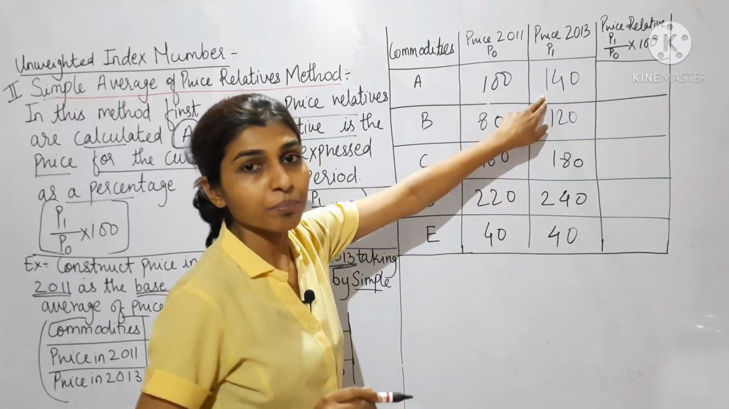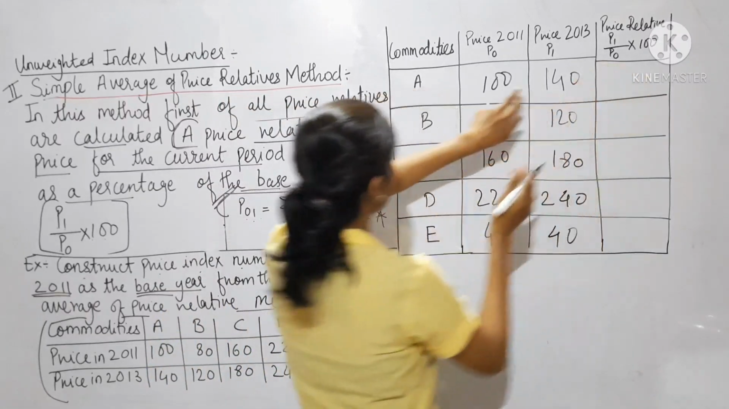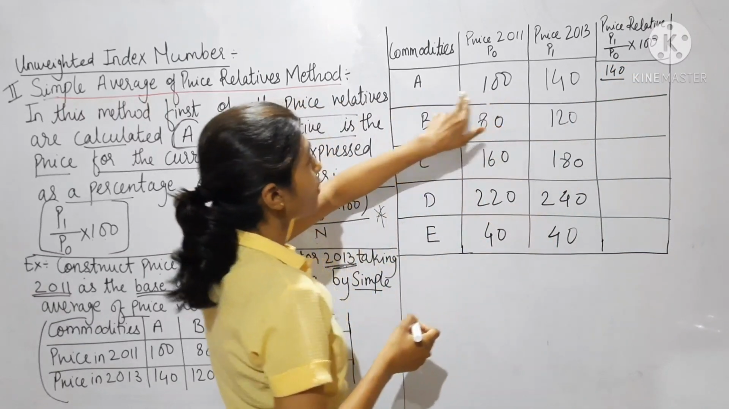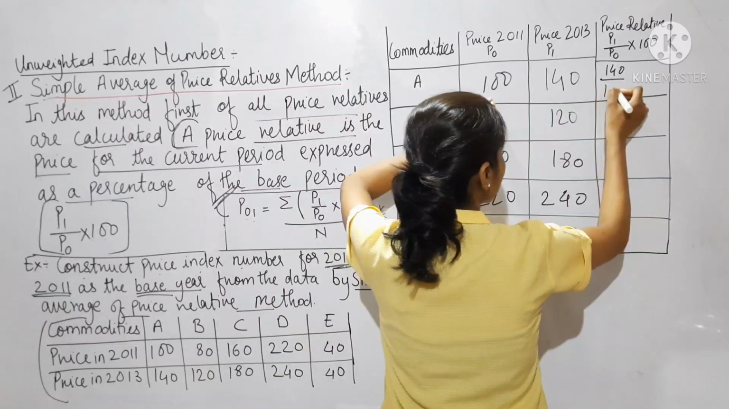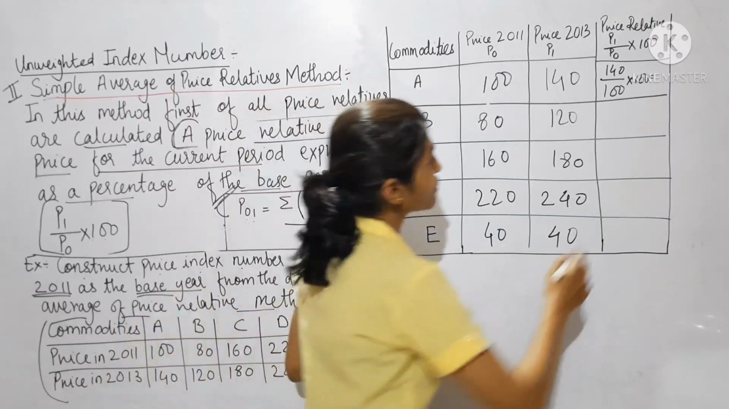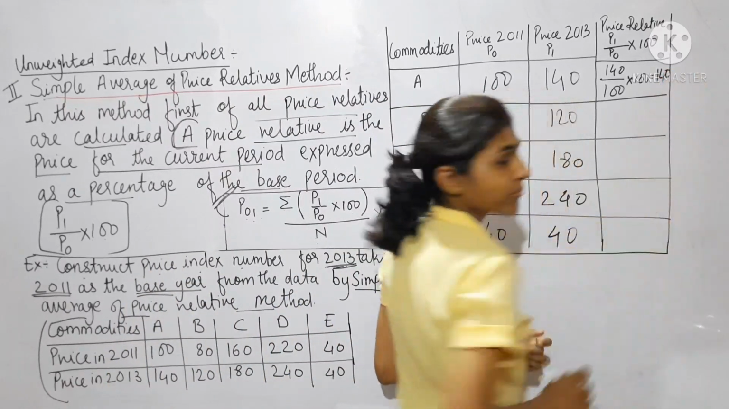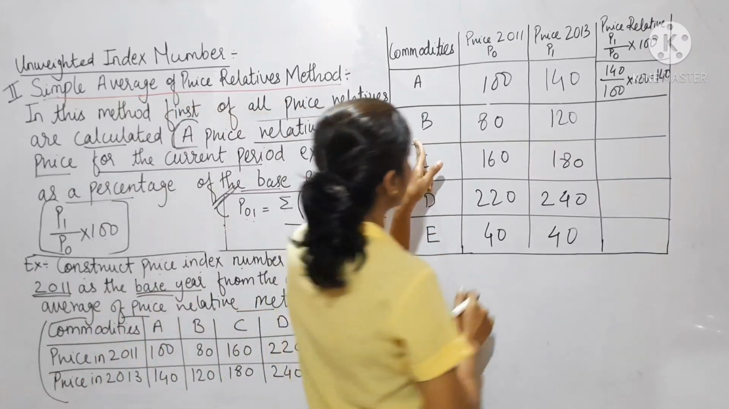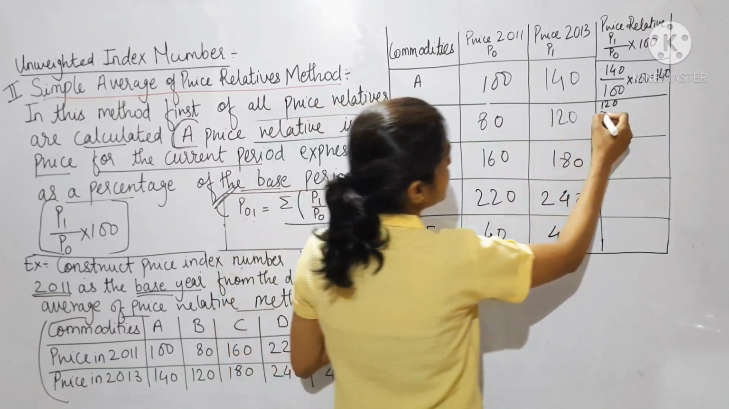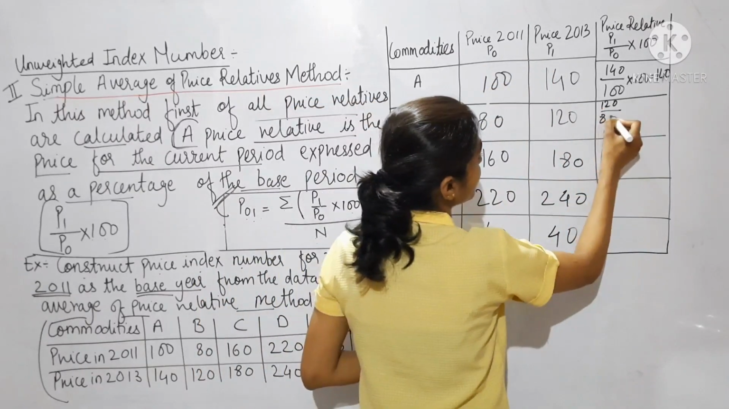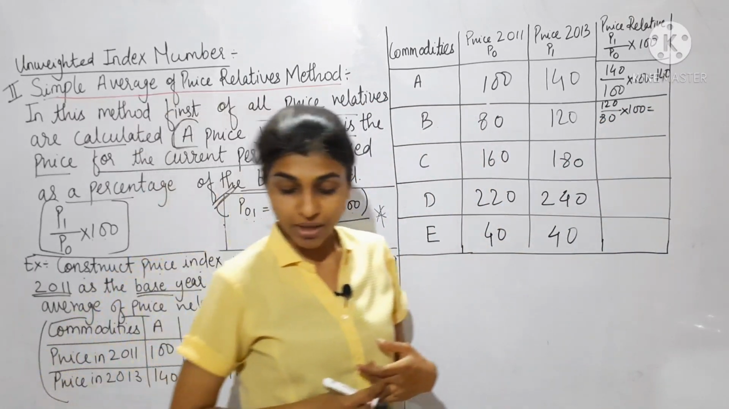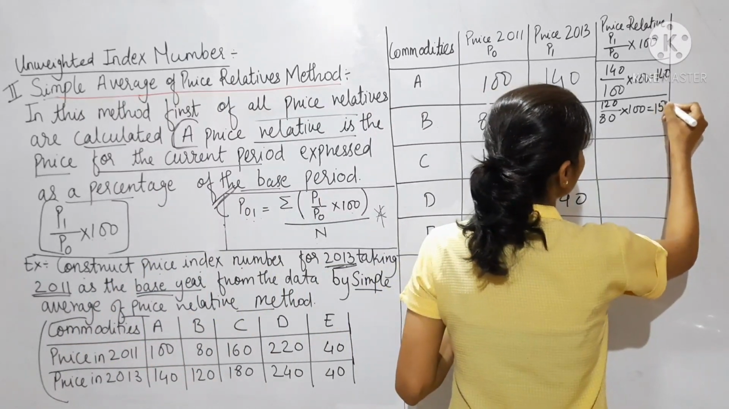So P1, okay, P1 is what? 140. For commodity A, P1 is 140 divided by P0. For commodity A, P0 is 100 multiply by 100. Okay, so divide this, the answer you get 140. Okay, next for commodity B, P1 is 120, and P0 is 80. Multiply it by 100. So 120 divided by 80 multiply by 100, we get 150.